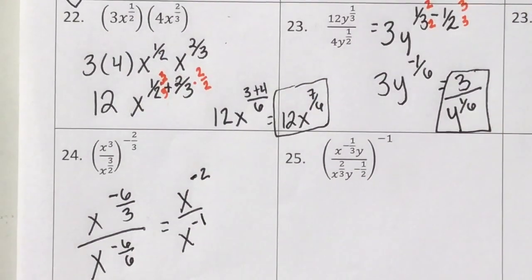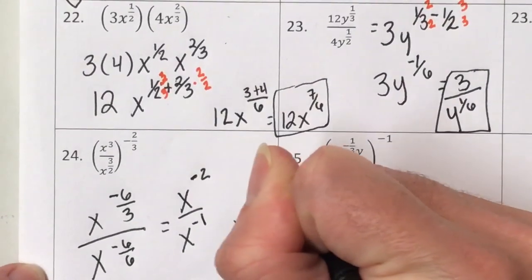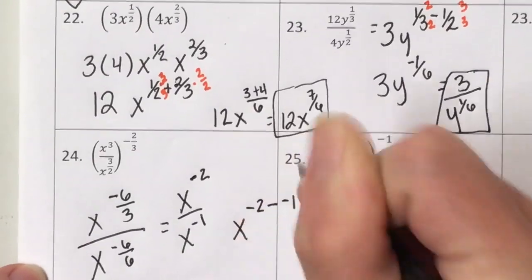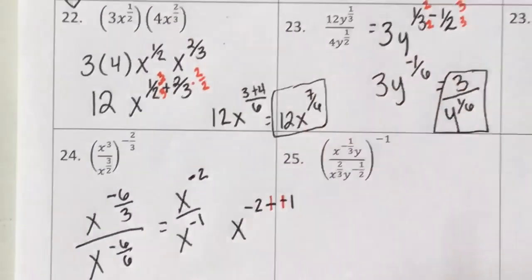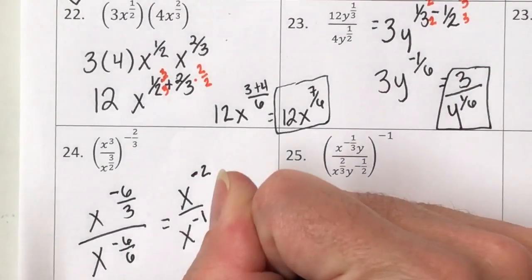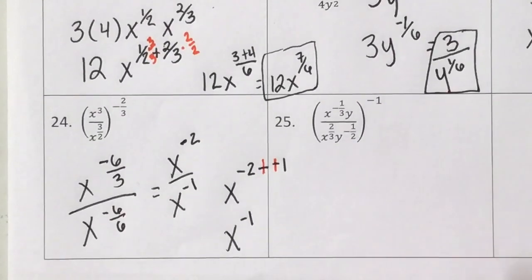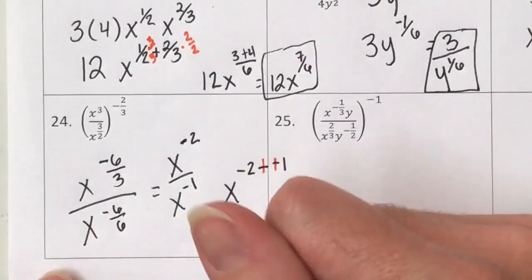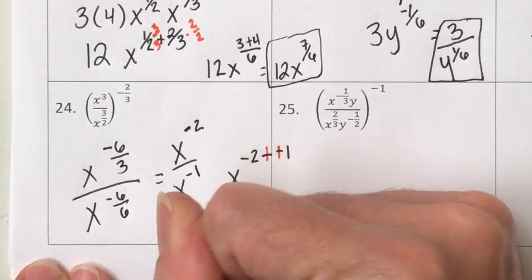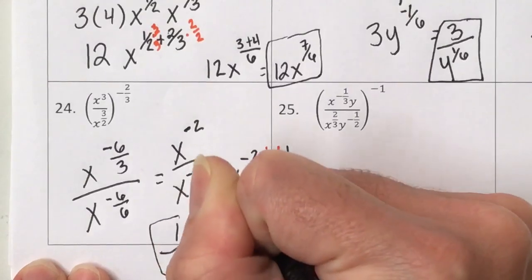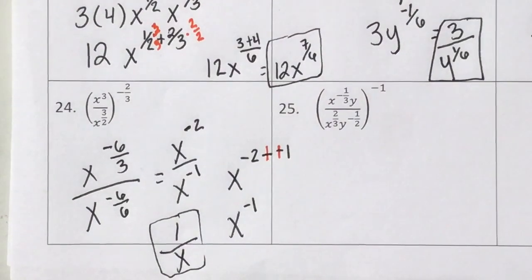Okay, so now I want to use my rule that says subtract your exponents. So negative 2 minus negative 1, well, when I'm subtracting negatives, that becomes plus a positive. So negative 2 plus positive 1 is x to the negative 1. Not considered simplified because you're not allowed to have negative exponents, so it becomes 1 over x. Final simplified answer.